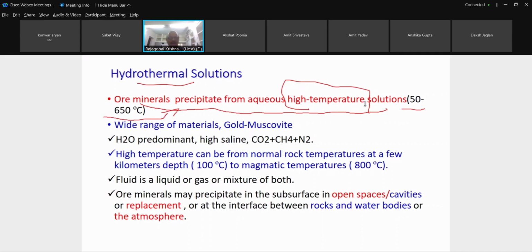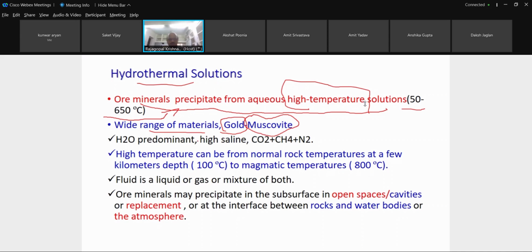So these hydrothermal solutions can carry a wide range of materials, very high density like gold in dissolved form, and very light minerals like muscovite. It doesn't carry the mineral, it carries the components, and finally when it's deposited, it becomes minerals like gold, silver, galena, sphalerite, muscovite, sometimes tourmaline, albite. So different types of minerals, metallic, non-metallic, fluorite, calcite, quartz. All these can be deposited from these hydrothermal solutions.